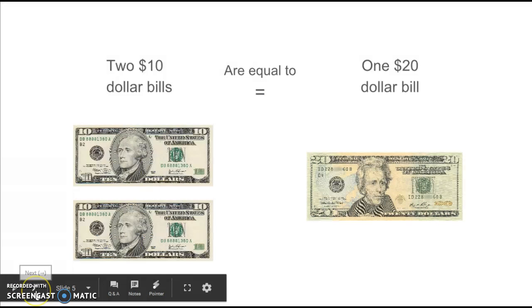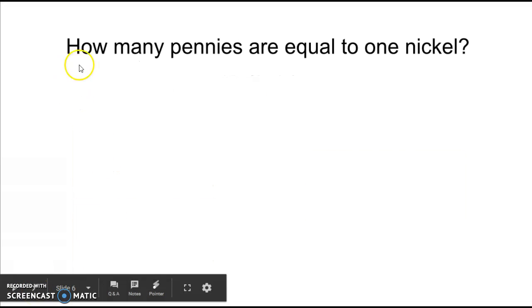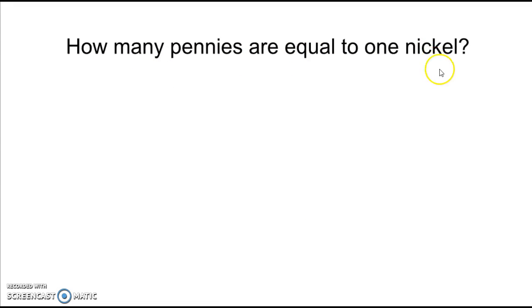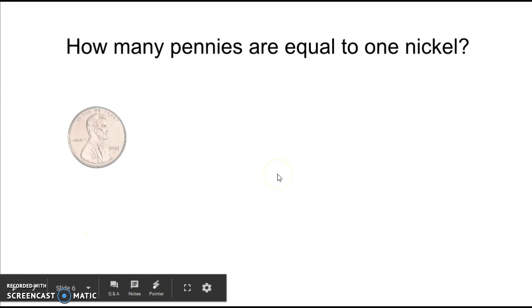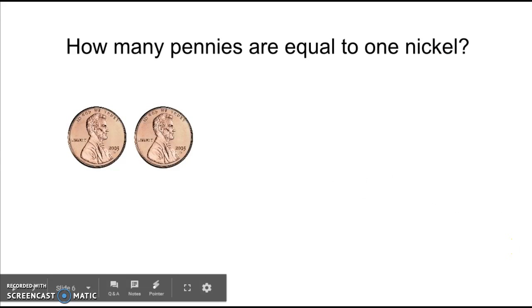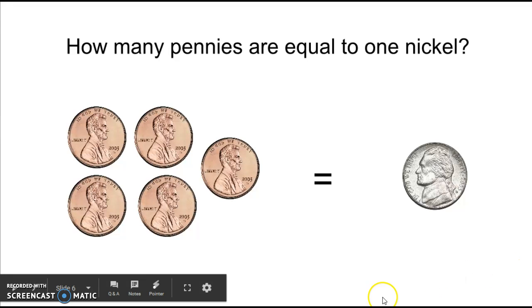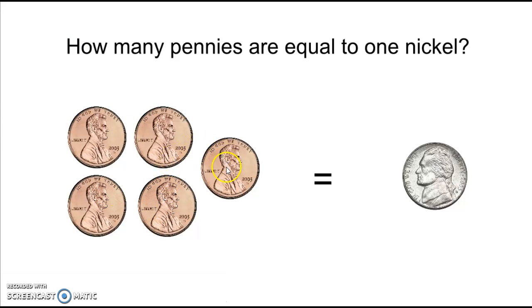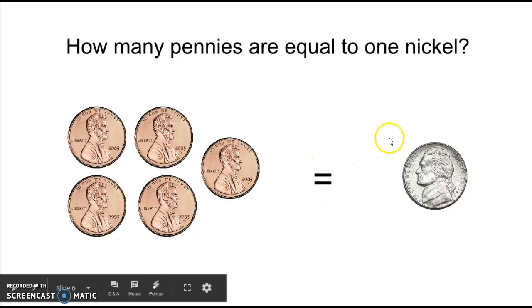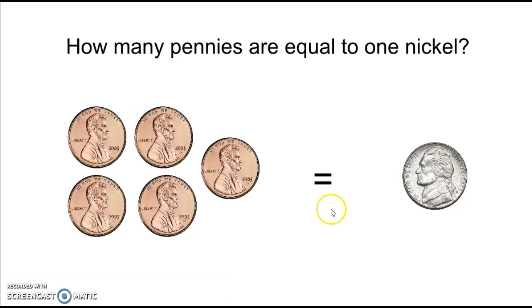Let's do some more math with some coins, and let's see how this goes. How many pennies are equal to 1 nickel? Let's see. 1 penny, 2 pennies, 3 pennies, 4 pennies, 5 pennies are equal to 1 nickel. Okay, let's count again. 1, 2, 3, 4, 5 pennies are equal to 1 nickel. 1 nickel is worth 5 cents, and the 5 pennies are equal to the 5 cents. Very good.